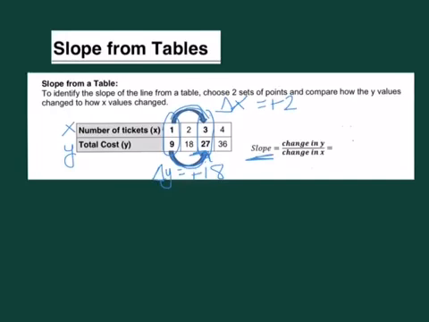So slope is your change in y over change in x. So 18 compared to 2. So our slope here is 9.